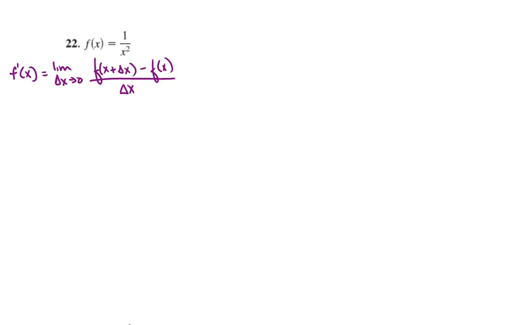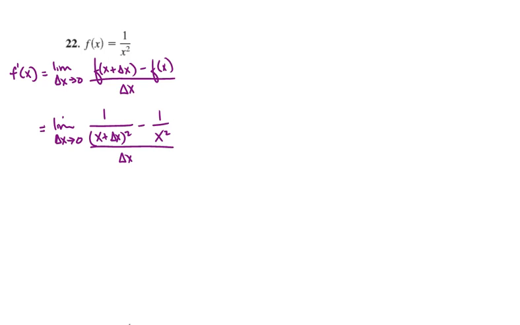So wherever we see x in the original function, we're going to substitute x plus delta x. So we have the limit as delta x approaches 0 of 1 over x plus delta x quantity squared, then minus 1 over x squared, and all divided by delta x.